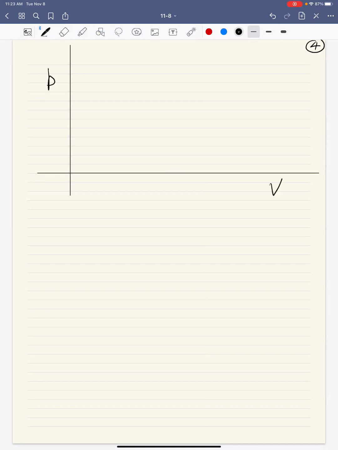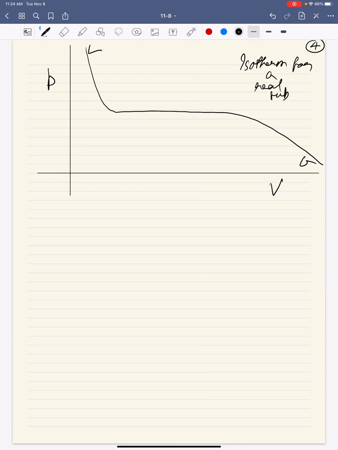You have pressure, you have volume, and you have something like this. And this is gas, this is liquid. So this is an isotherm for a real substance. This turns out to be quite true. This is the behavior that is normally seen for a real single component system. Multi-component things can be complicated, but still this is quite powerful.